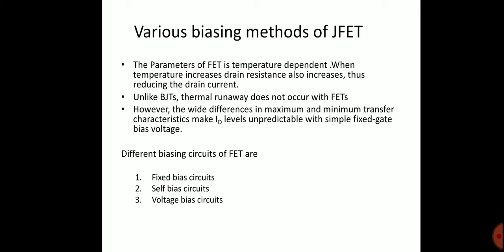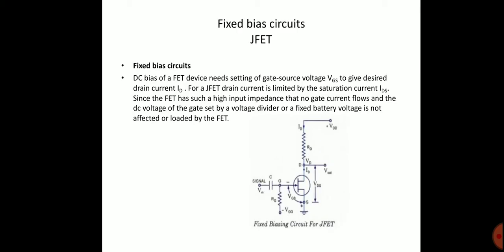However, the wide difference in the maximum and minimum transfer characteristics makes the drain current level unpredictable with simple fixed gate bias voltage. So the different biasing methods of FET are the fixed bias circuit, self bias circuit and voltage divider bias circuit. In the fixed bias circuit of JFET, the DC bias of the FET device needs setting of gate source voltage VGS to give the desired drain current ID. For a JFET, drain current is limited by the saturation current IDSS.